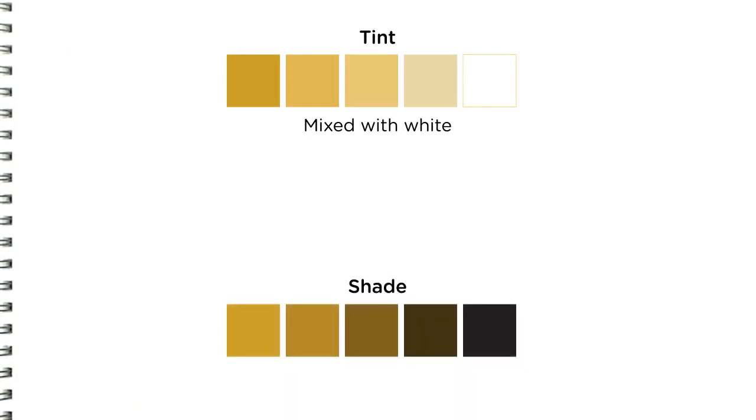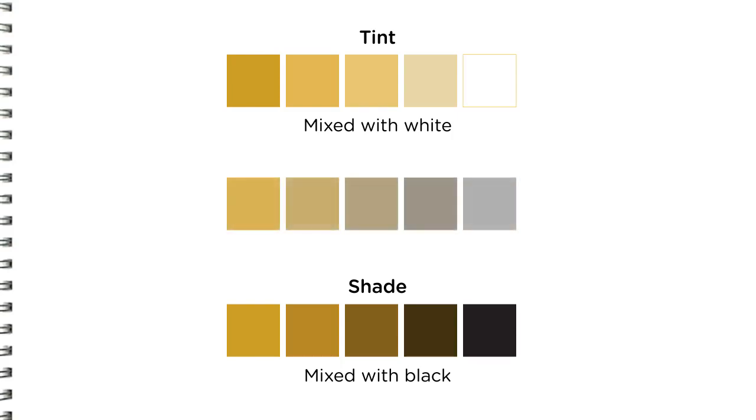A shade is a mixture of color with black. You can think of these as highlights or shadows, highlights being the tints and shadows being the shades. In the middle, right between tint and shade, we have tone. This is a mixture of gray, or tinting and shading at the same time.